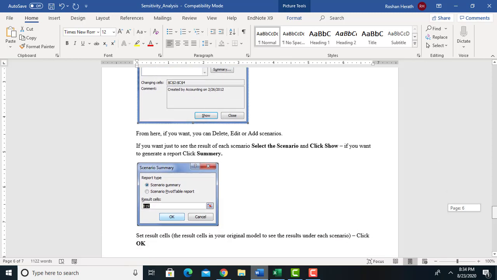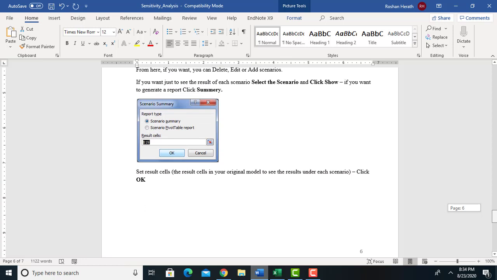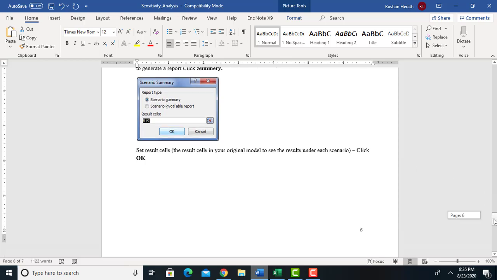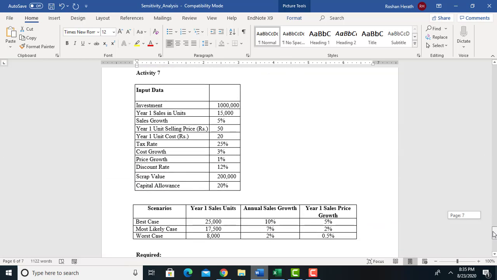Having done that, finally you have to run a scenario summary. Once you run that, you can see it will show, under the different scenarios, what your output is. It can be one output or multiple outputs. And that's it, right? So we may work this out through an example, then it would be more convincing.